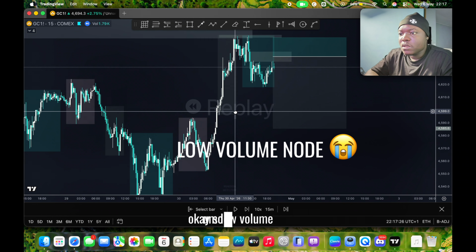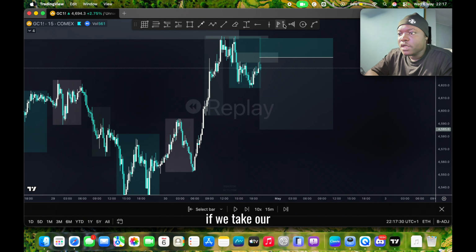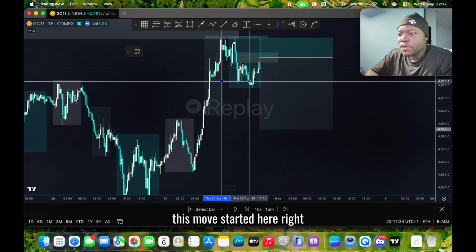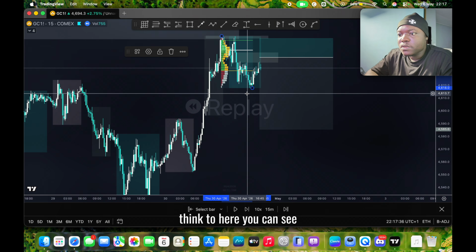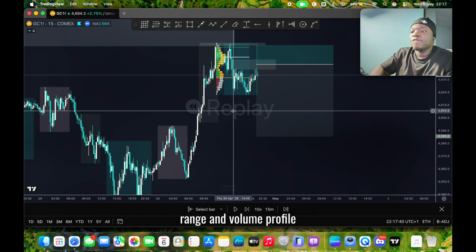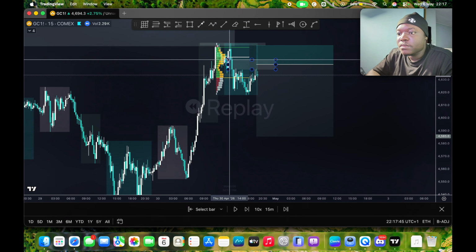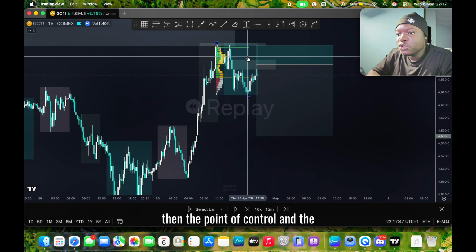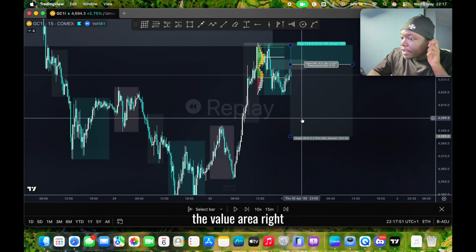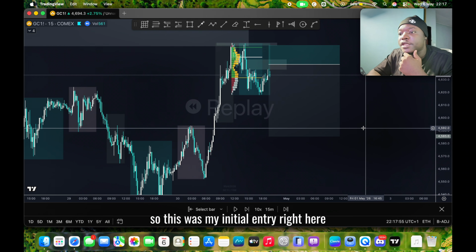Low volume. Okay, so coming down, you can see right here, this move started here, right, to here. If we take out our fixed range volume profile, we can see this entry was also within the point of control and the value area, right? So this was my initial entry right here.